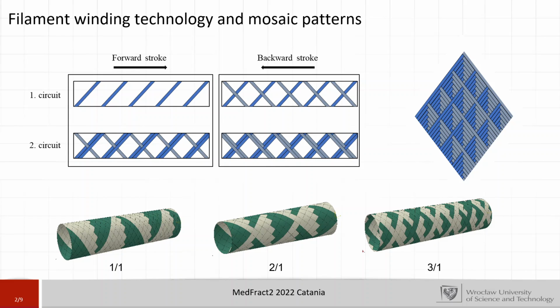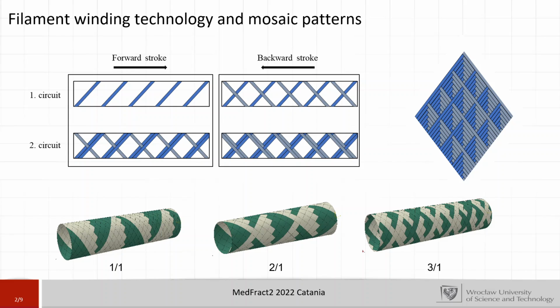In the first circuit, we have only forward and backward stroke, so we can see that the fibers are interlacing. In the second circuit, you can also see that the additional layers are going one by one next to another one, and when there is the backward stroke, the mosaic pattern is generated. The whole mosaic pattern idea is shown on the lower graphs, which show different mosaic patterns.